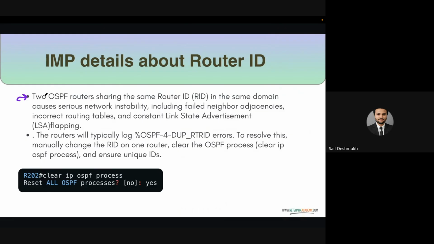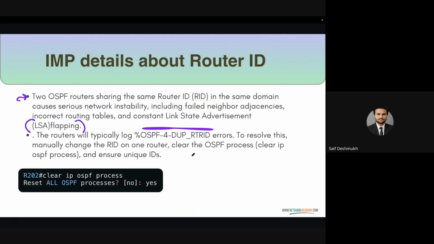Because the router ID is a crucial part of forming adjacency in the beginning phase. If two routers have the same router ID, it's going to cause big issues like instability in the adjacencies. If adjacencies have been formed, there are going to be a lot of issues regarding routing information exchange, and link state update packets or link state advertisements are going to be flapping a lot. You'll generally see an error like this, or duplicate router ID errors.